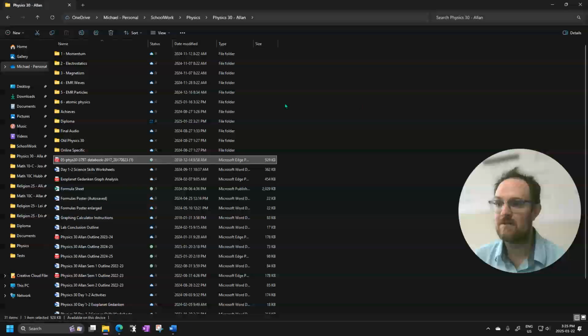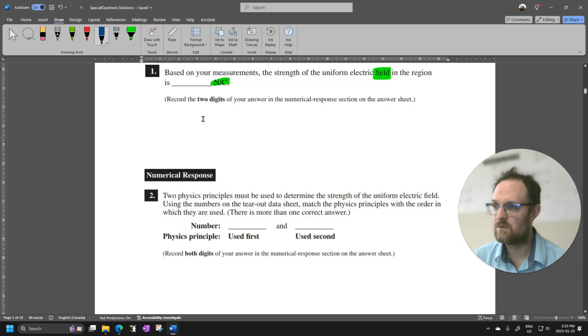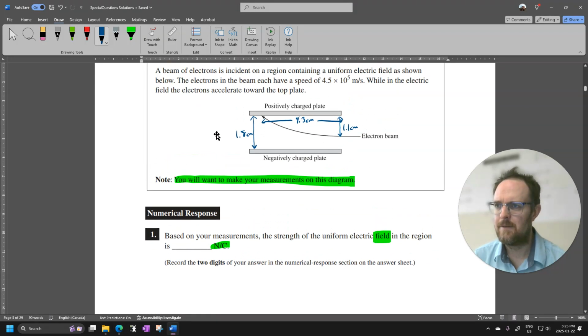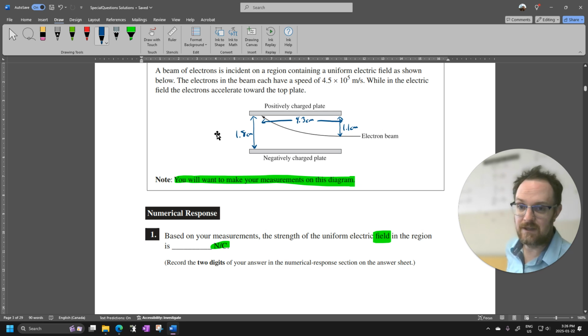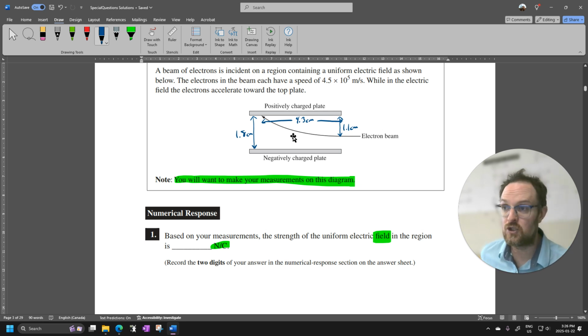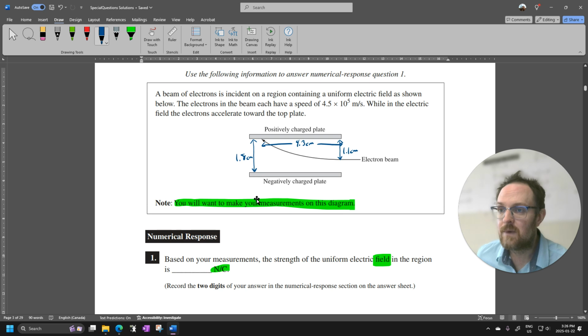Okay, so let's close this down for now. Let's go back to the question we were doing. So what are we doing here? We're trying to find electric field. Looking at our formulas, I have 2 ways to find electric field. I can find it using the voltage and the distance. We've got the distance here, but I don't have the voltage.